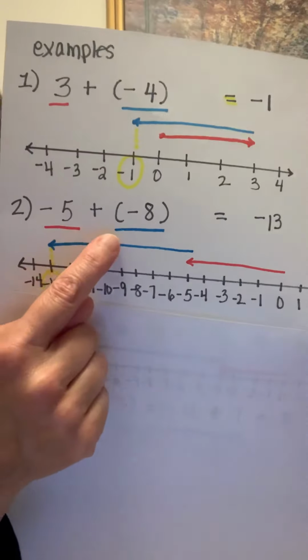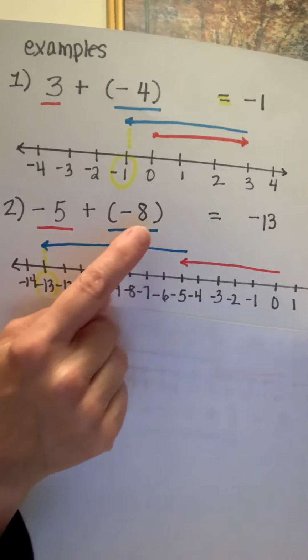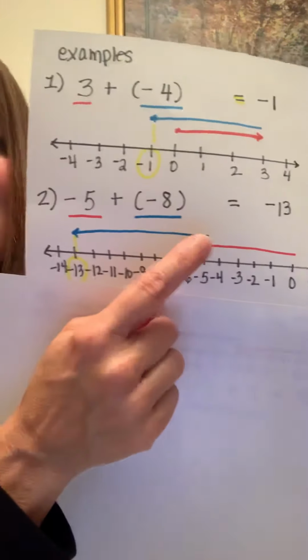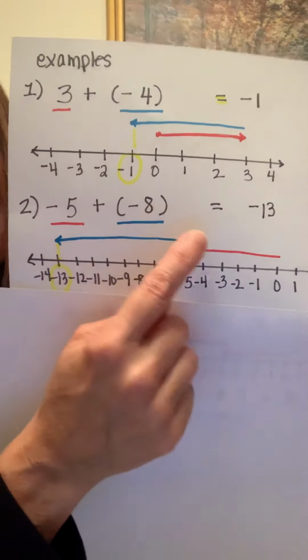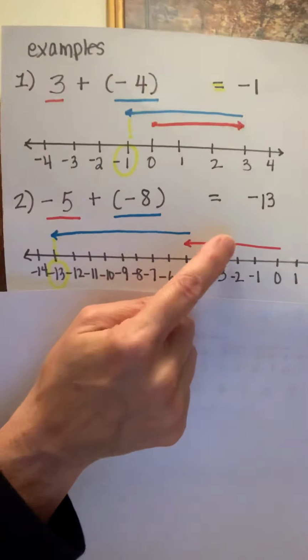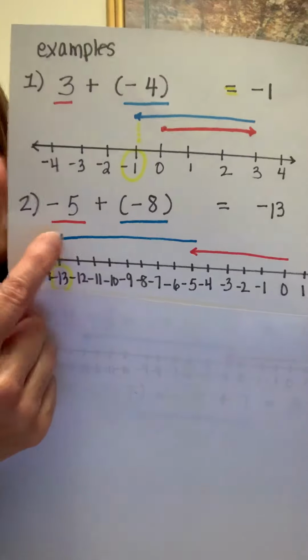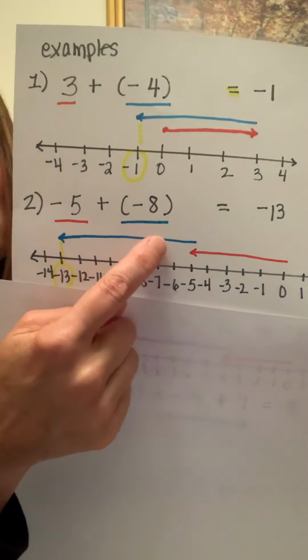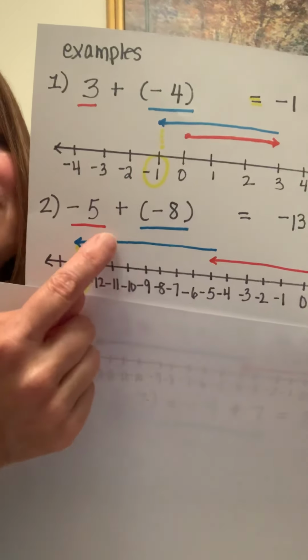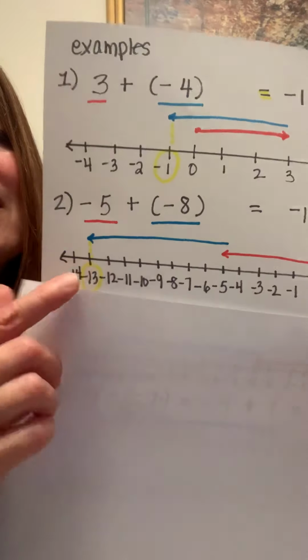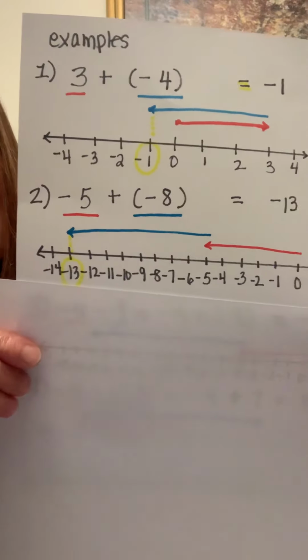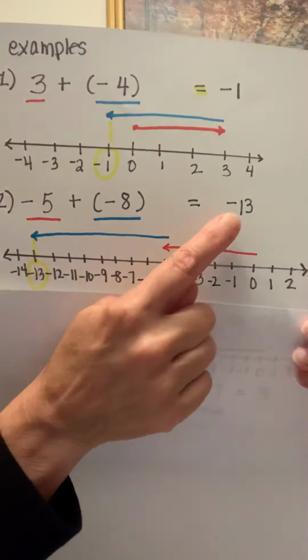This is a negative 8, so it's like I'm just subtracting, but I'm going to go negative. So I'm going to continue in this direction. 1, 2, 3, 4, 5, 6, 7, 8. And then it shows you my answer, negative 13. Is that right? Yes, it is, because I already showed it to you.